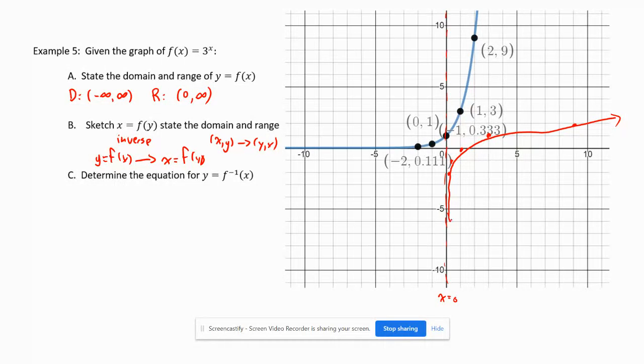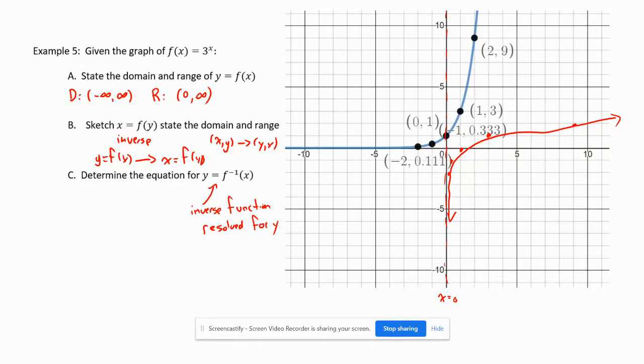Sorry guys, it should be a smoother curve than that, but it's kind of looking like this idea over here. Part C says determine the equation for y equals f inverse of x. So again, what this notation means is the inverse function resolved for y.